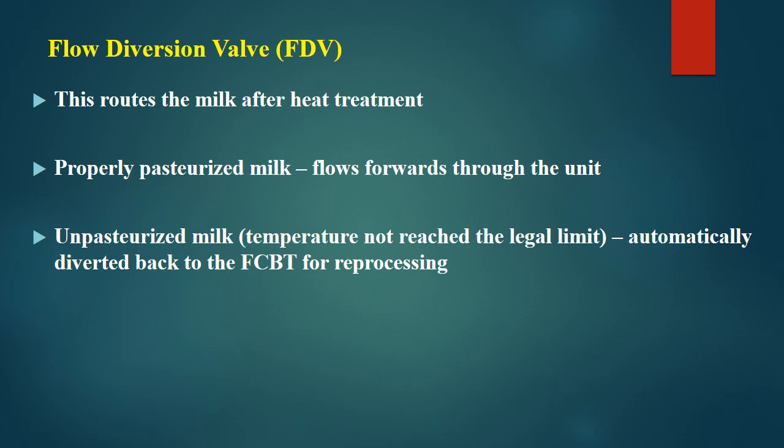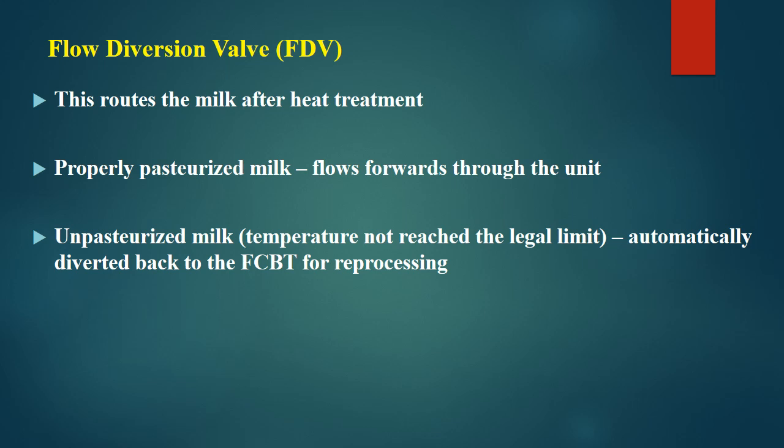In this whole process, one of the important units is the flow diversion valve, which decides the milk flow. When the pasteurization is sufficient, it allows the milk to go forward, and further it will go to regeneration, and then to cooling and storage. So this flow diversion valve remains after the final holding before the regeneration. It routes the milk after heat treatment. Properly pasteurized milk flows forward through the unit.